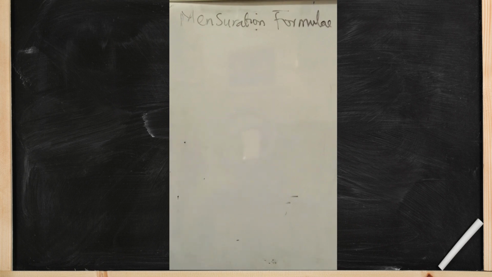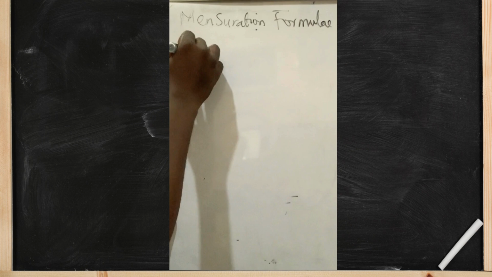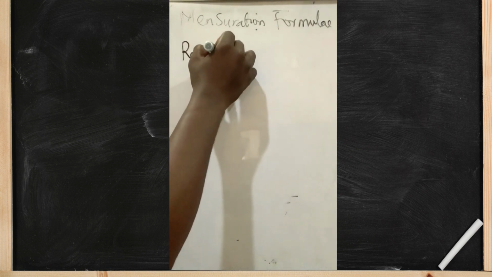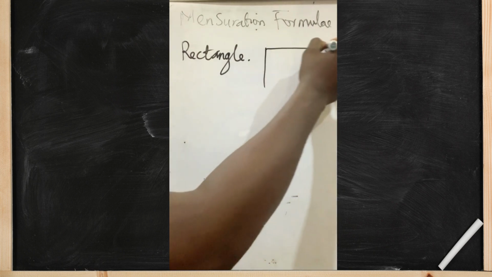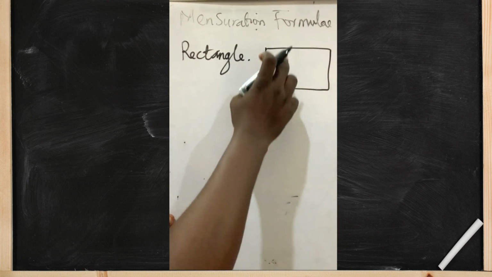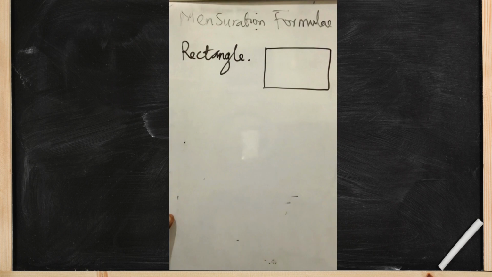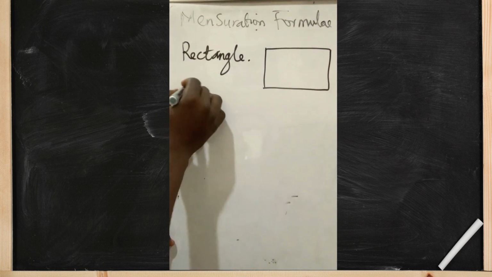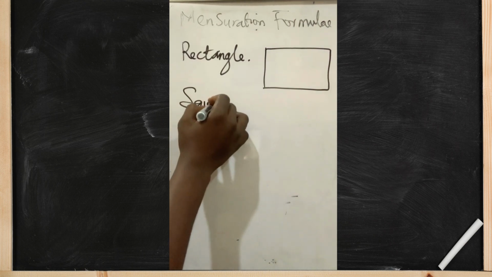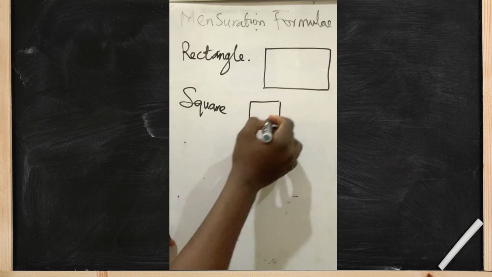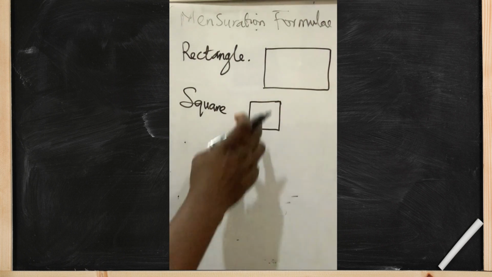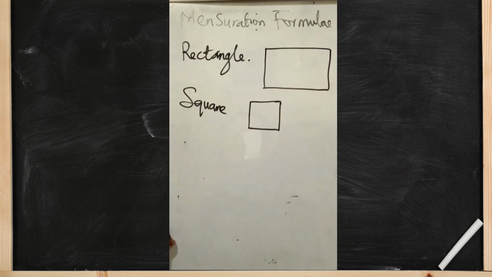Well, before we dive in, what are the plane shapes that are two-dimensional? We have the rectangle. A rectangle is a two-dimensional plane shape like this that has the length and the breadth. Now, the second is a square. Each of these shapes has its properties. This square, we are having all sides to be equal.